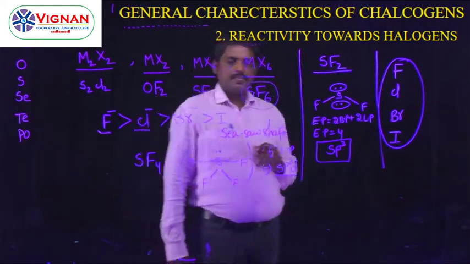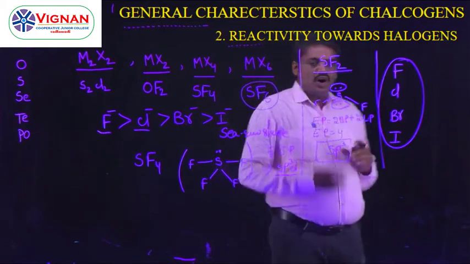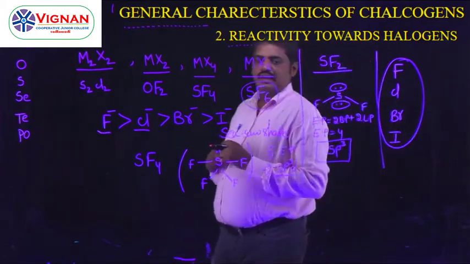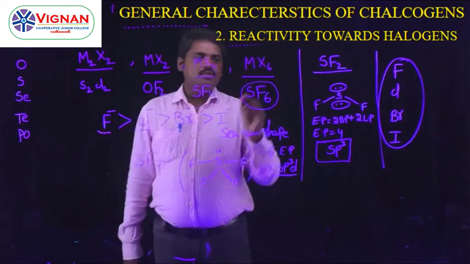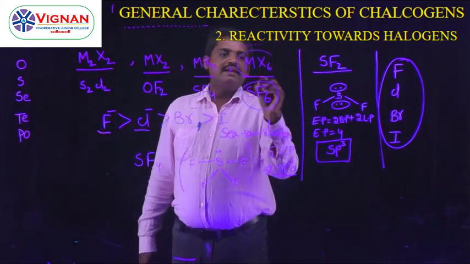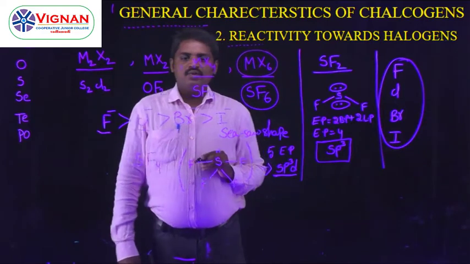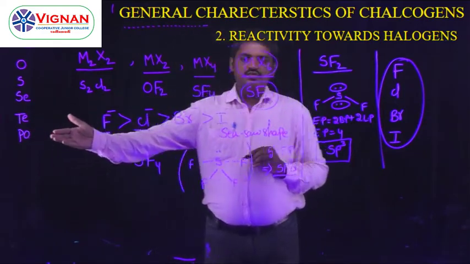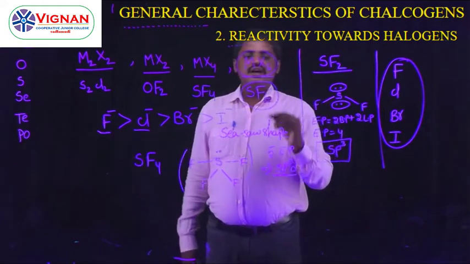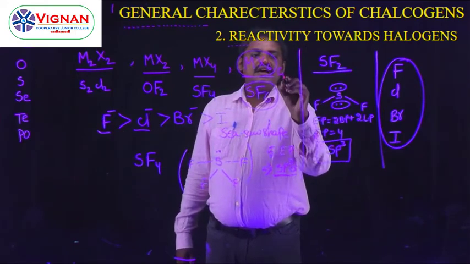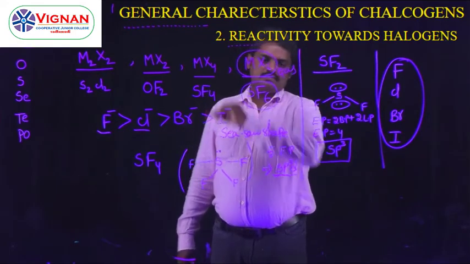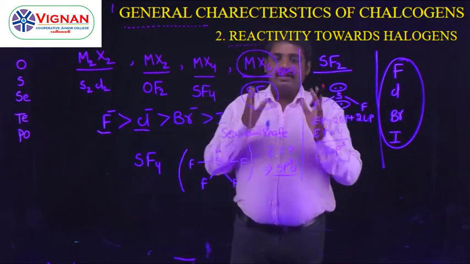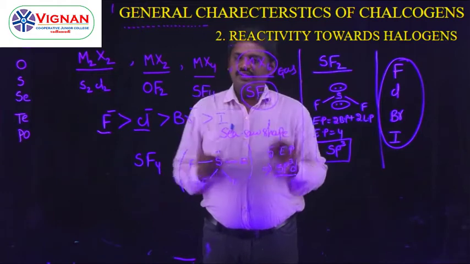And next one, SF6. All MX6 type of halides in the respective group, like 16th group elements, exist in the gaseous state in nature. These molecules exist in the gaseous state in nature.